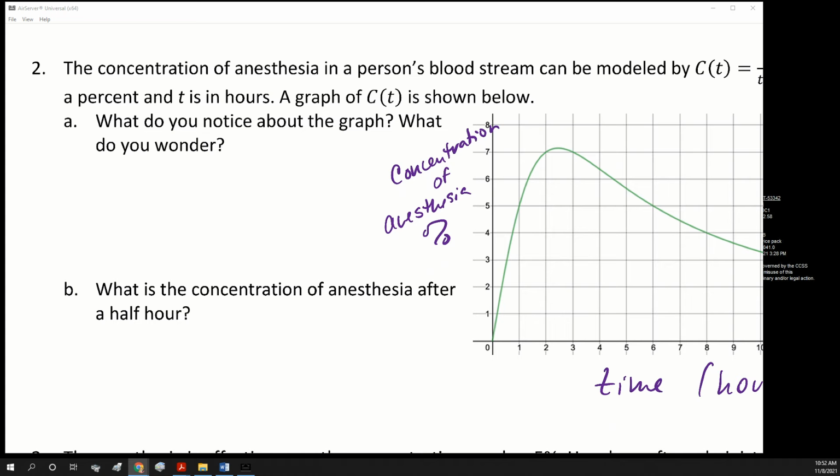Did anybody wonder anything about the graph? Why it does that? Why? I don't know. All right. What would you guys estimate the concentration of anesthesia is after half an hour? It looks like about 3%. If you actually plugged it in, which I did, you plug in 0.5 for T, you get 2.8%. So either one is fine.